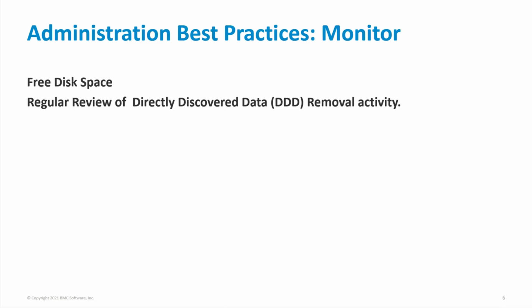The most pertinent things to monitor are the free disk space and the DDD removal statistics. DDD is a particular type of node. Discovery deletes this node in a low priority background process. When this is not done correctly, this means that an issue is going to happen sooner or later.